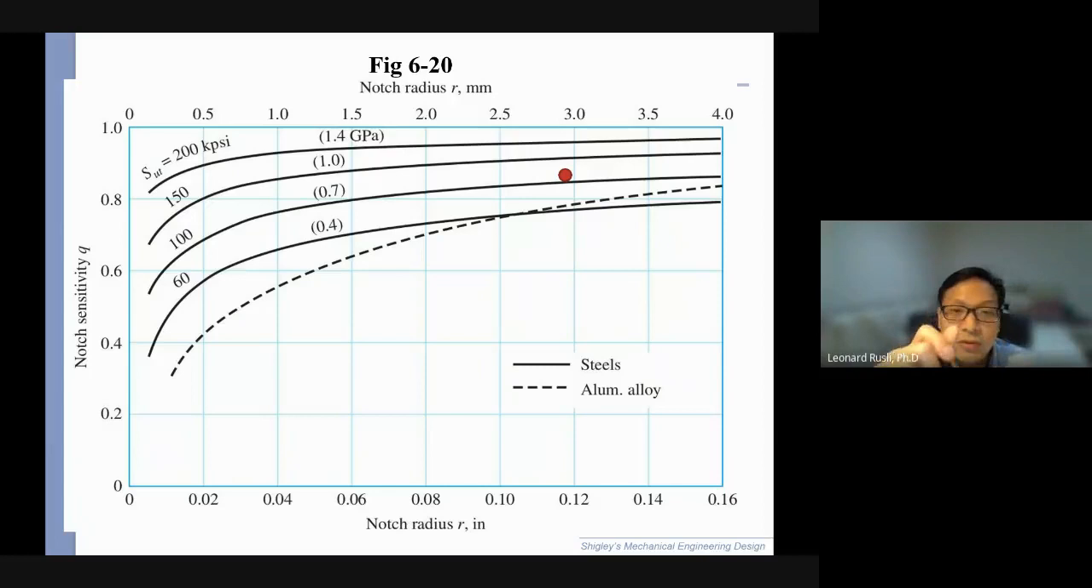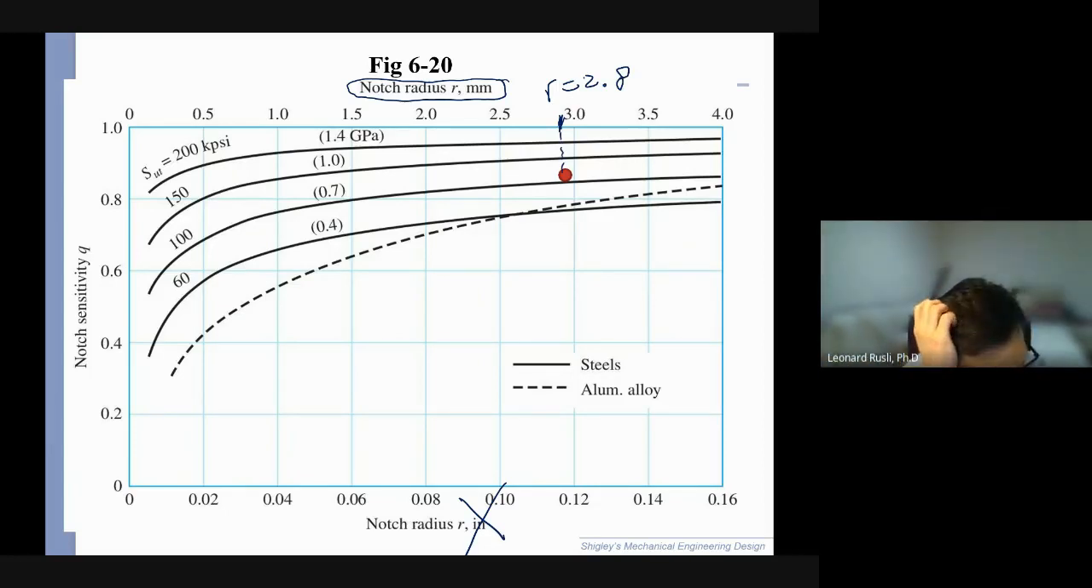Next, we do the q. This is also for the bending. Not sensitivity. Look at the radius on the top because our radius is in millimeters. The bottom one is in inches, so don't use the bottom. Use the top. Radius in millimeters. Our radius is 2.8 millimeters. Sut, we were given 735, so approximately here, right? 0.735 GPa. Therefore, q is approximately 0.85.